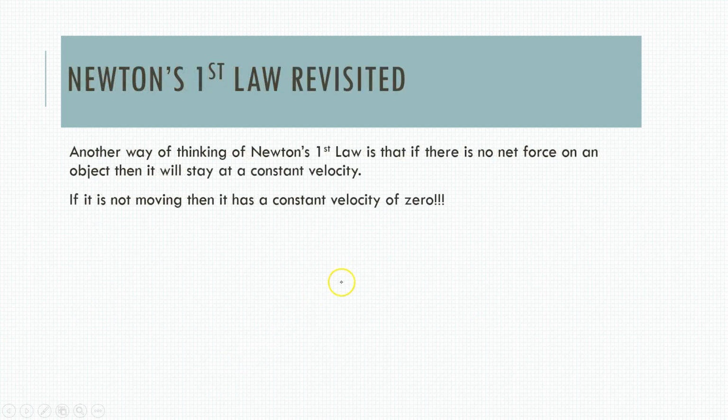Okay, so going back to Newton's first law, another way to think of his law is basically that if there's no net force on an object, then it will stay at a constant velocity forever. And keep in mind, if an object is not moving, then it still has a constant velocity. Its velocity is just zero. So, basically, without forces acting on objects, they would just keep doing whatever they're doing. It would be kind of weird. If you threw a ball, it would go in the opposite direction for eternity.